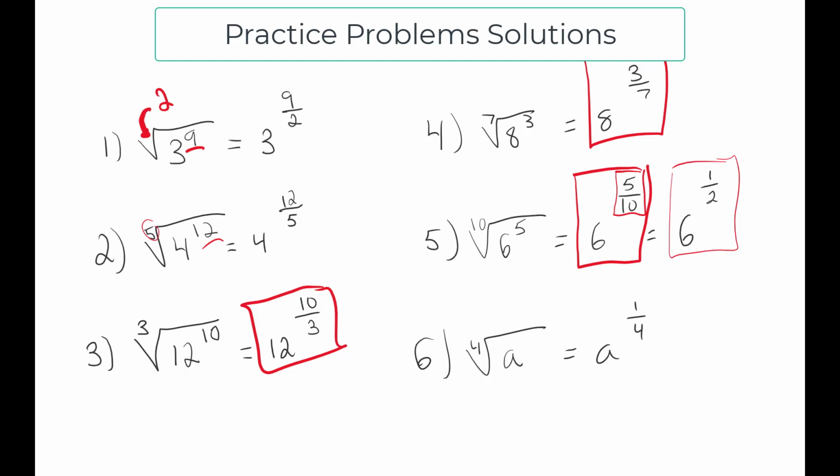And then for number 6, when we don't have a power on a number, that power is 1. So we know that by default there is a 1 there, so we should have a to the power of 1 over 4.